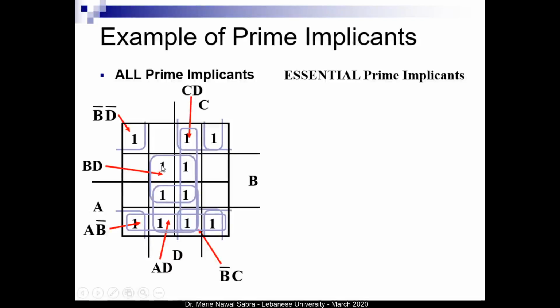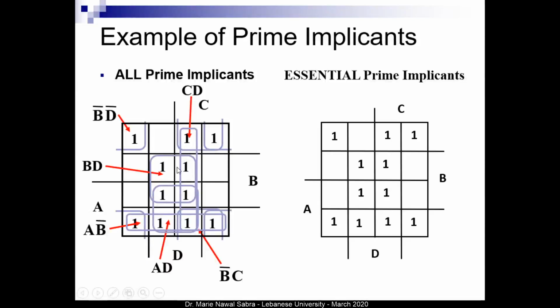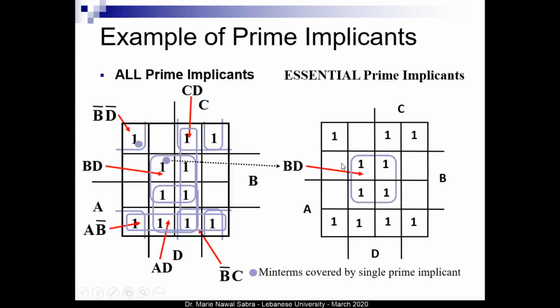Because we have ones that are covered by only one prime implicant, this is what we call an essential prime implicant. So we have this one and we have this one that are only covered by one prime implicant. Essential, this means I cannot get rid of it. I don't have a choice. I have to keep it.